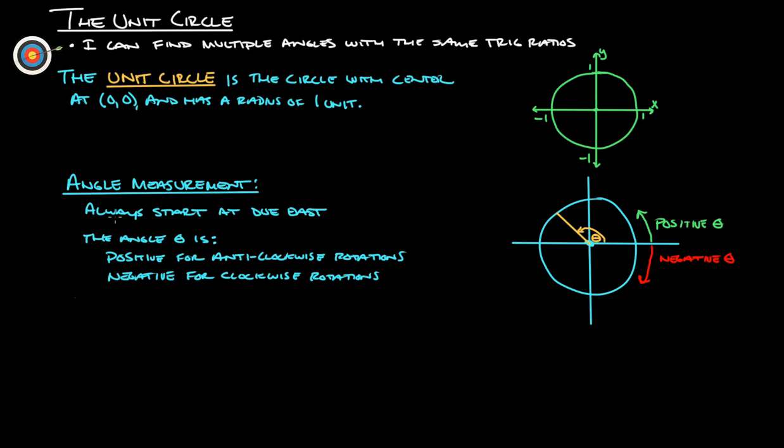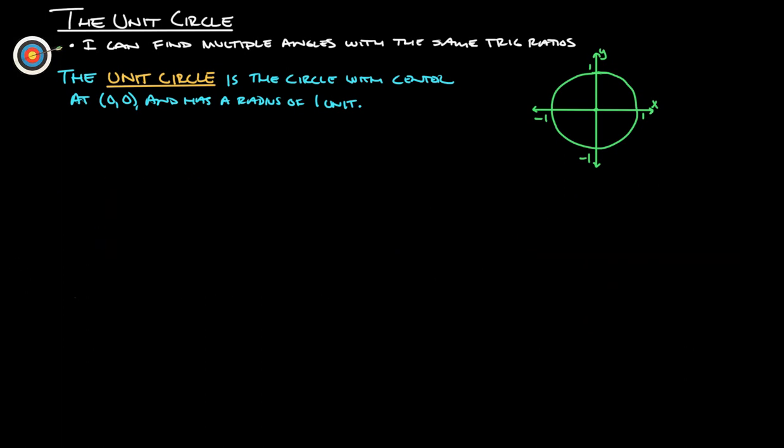Now, to measure angles, we always start at due east. So this is always our starting point, our start line right here. And if we get a positive number, we go counterclockwise. So this would be a positive angle here, and a negative angle is starting here at due east and going clockwise, and that will give us a negative angle.